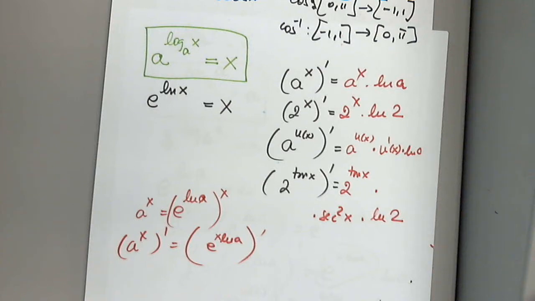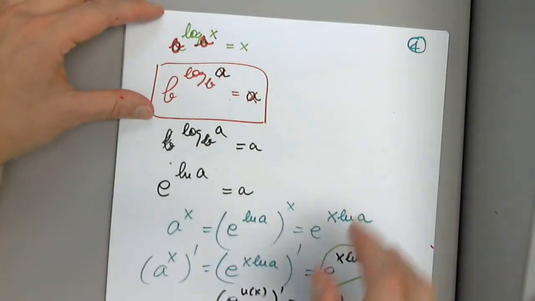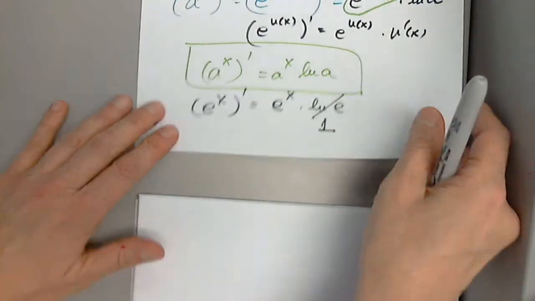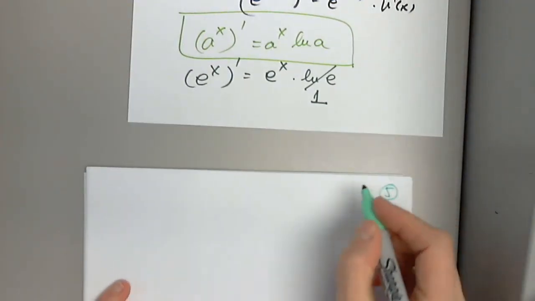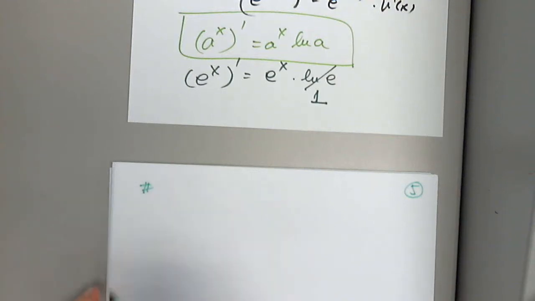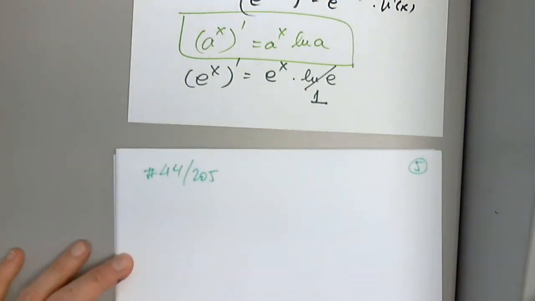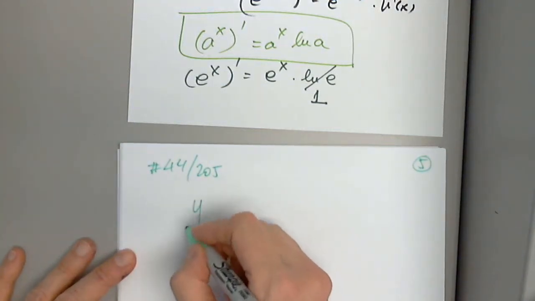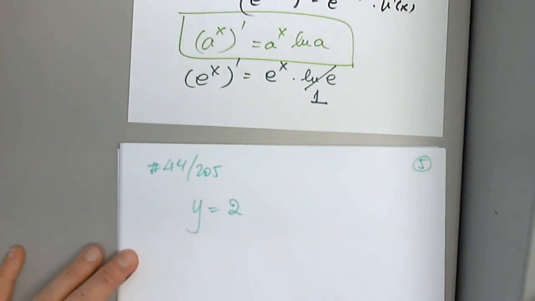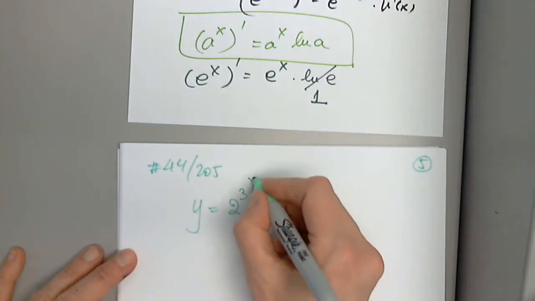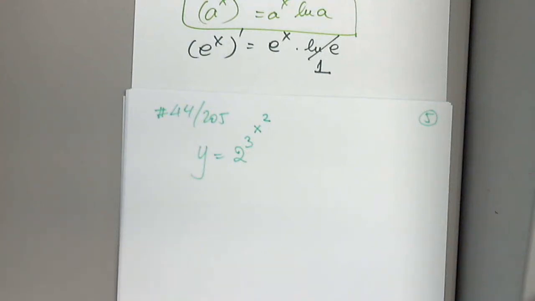And then move on. y equals 2 raised to 3, which is raised to x squared. Yeah, a little bit of a torture. You don't deserve it. You're doing very well, and I'm pleased. But let's see this problem, though. 44 on 205. y equals 2 raised to 3, and 3 is raised to x squared.